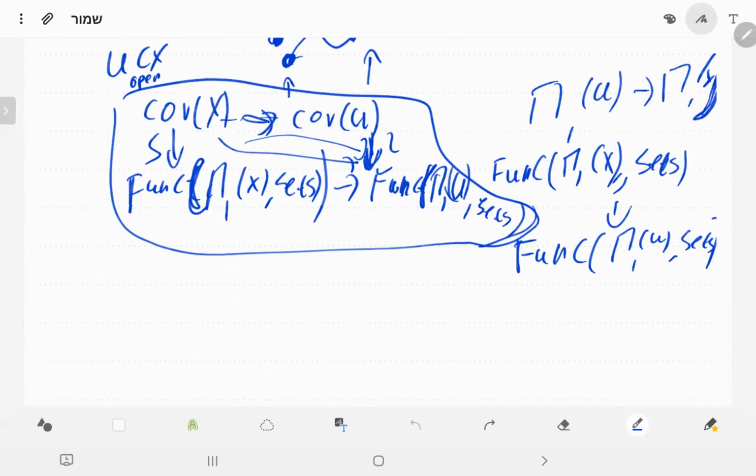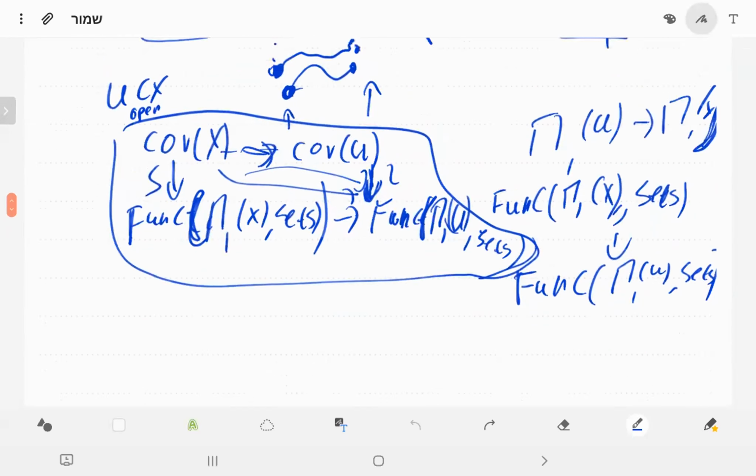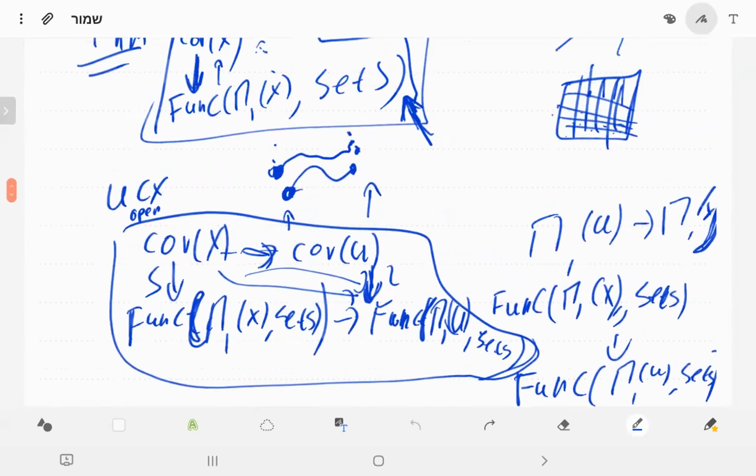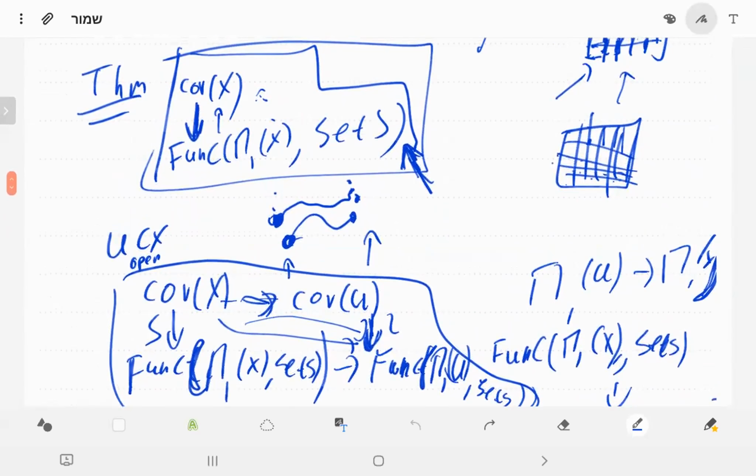Can you repeat again? I didn't understand how the functor acts and what its relation is to the Van Kampen theorem. So not the Van Kampen theorem. I said Van Kampen, I mean the homotopy lifting theorem.